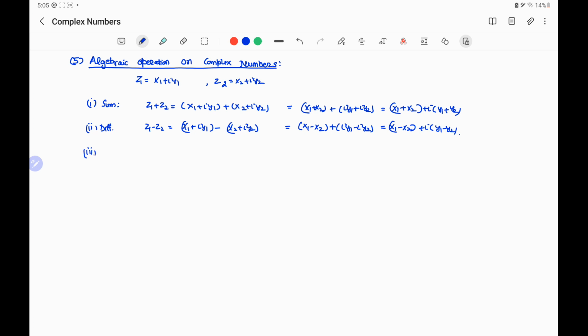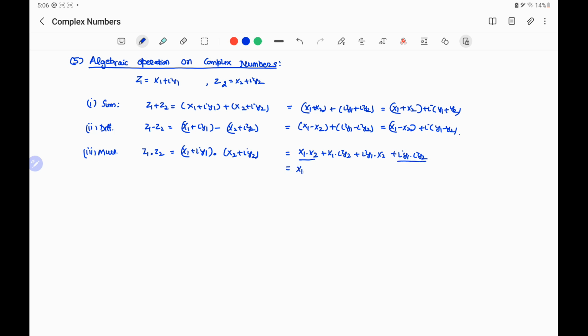Third is multiplication. If we multiply two complex numbers, it will be equal to (x1 plus iy1) into (x2 plus iy2). They are the two terms in each. So we have a total of four terms on multiplication, which are x1 into x2, plus x1 into iy2, plus iy1 into x2, plus iy1 into iy2. We separate the real and imaginary parts.